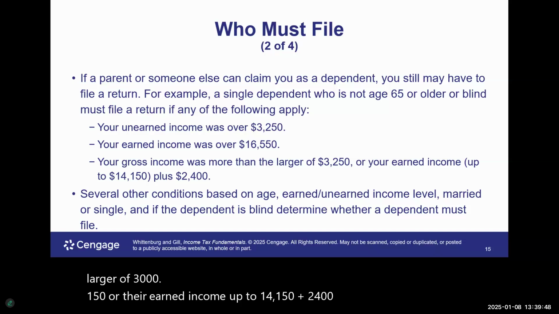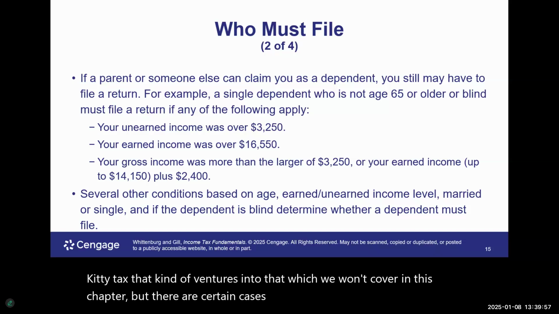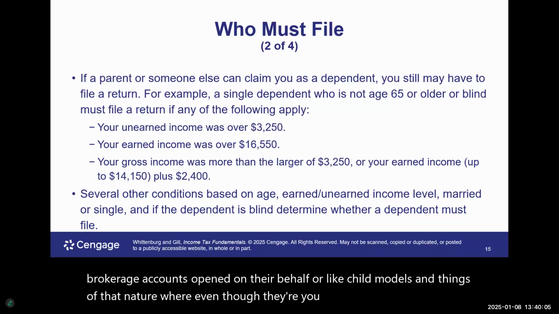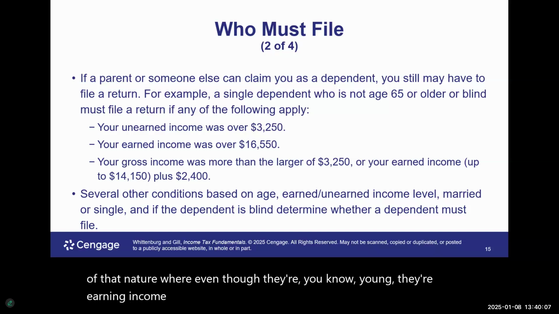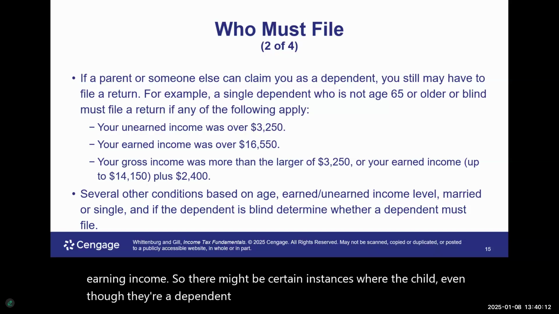So we have what's called kiddie tax that kind of ventures into that, which we won't cover in this chapter, but there are certain cases where children have brokerage accounts opened on their behalf, or child models and things of that nature, where even though they're young, they're earning income. So there might be certain instances where the child, even though they're a dependent, still needs to file a tax return.